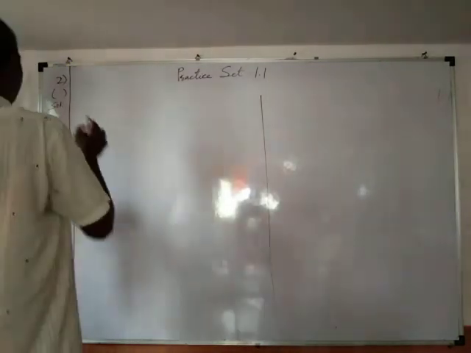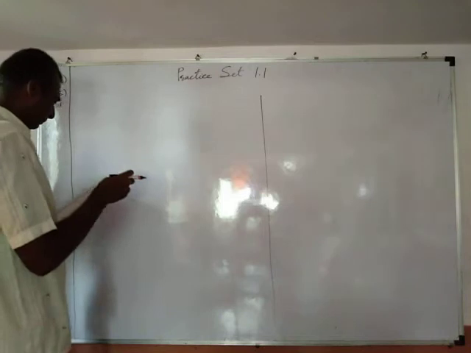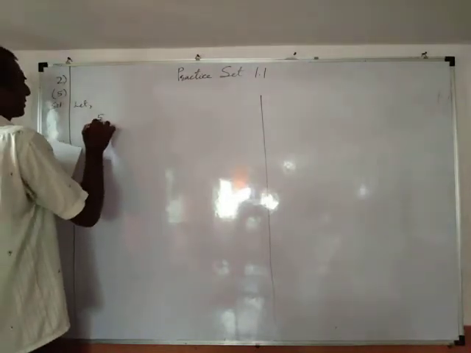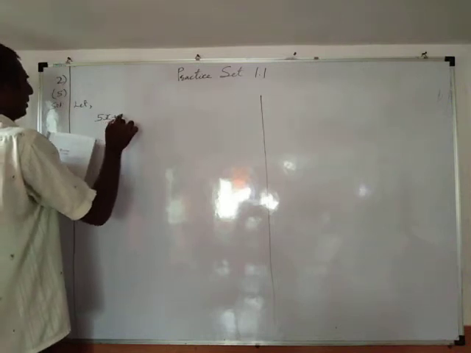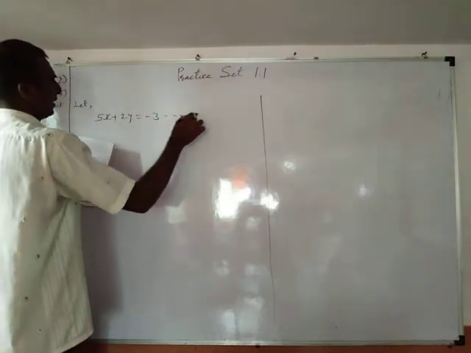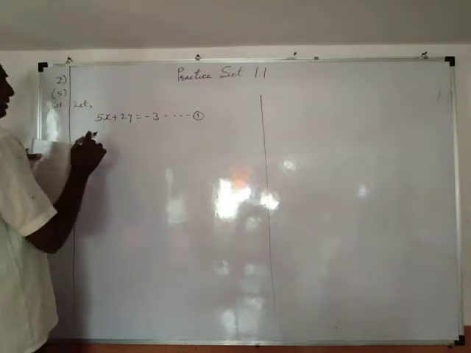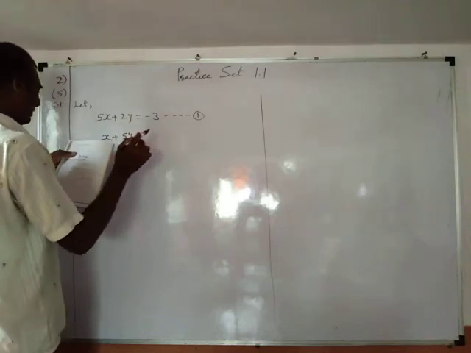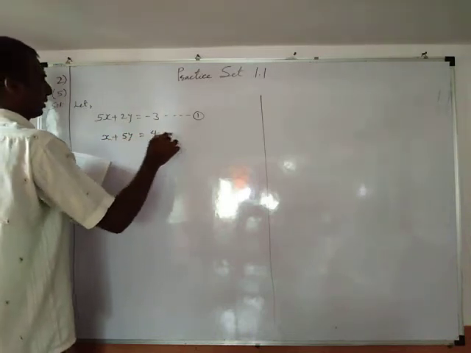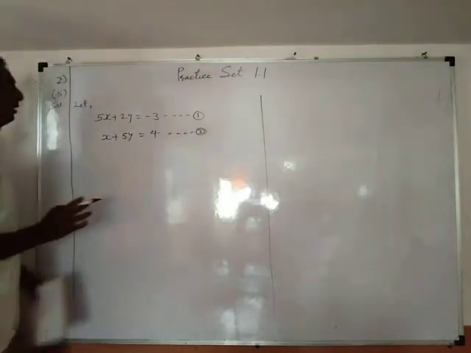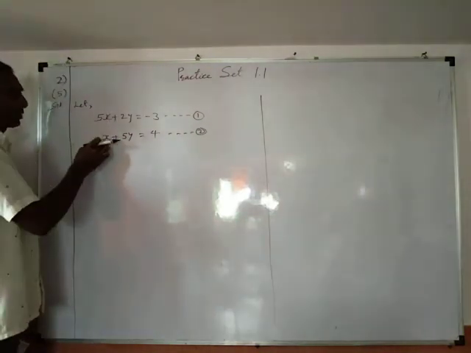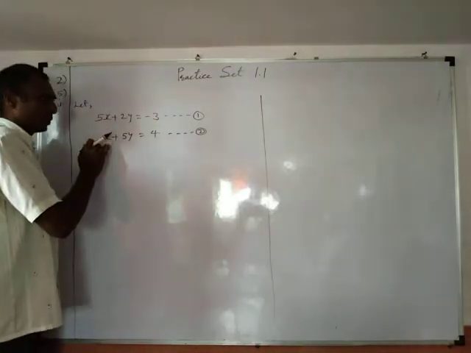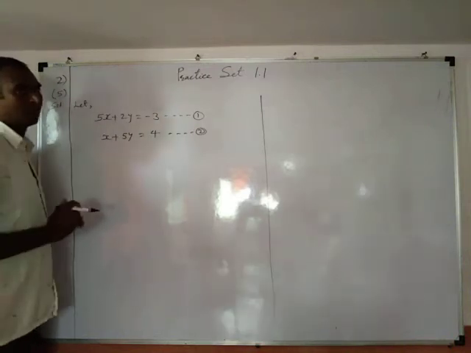Question 5th. Solution. Let 5x plus 2y equals minus 3. Equation first. X plus 5y equals 4. Equation second. Now here coefficient of x is 5 and coefficient of x is 1. It is better to multiply equation second by 5 and subtract the resultant through equation 1.